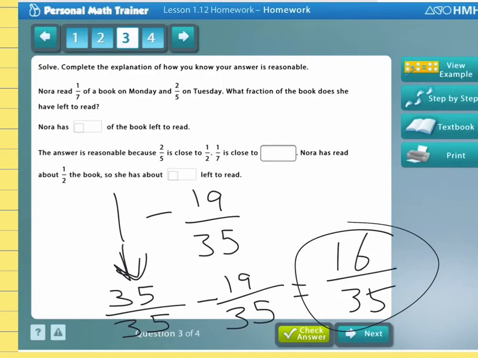Solving the second part of the problem, 1/7 is close to 0. It's a very small fraction, and so she's read about half of the book, and she has about a half to go, and 16/35 is very close to a half because 17 1/2/35 would equal a half, so she has about a half left to go.